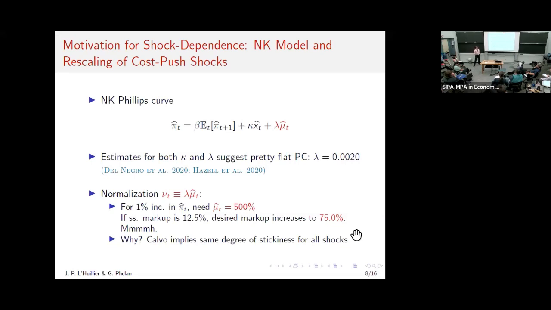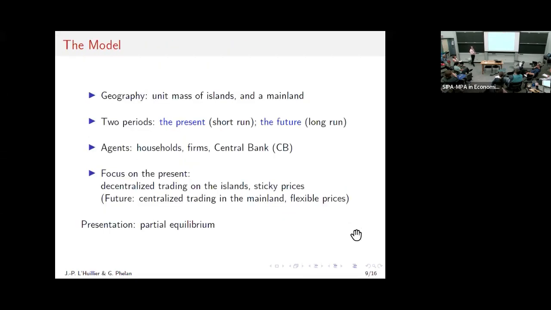And so why is this happening? It's because the Calvo friction is kind of like a straitjacket. It implies the same degree of rigidity with respect to demand and supply. And so that's the motivation: can we break that so that we have shock dependence, which is what we think is an easier way of matching the data. And so the model that I'm going to present has that feature in a microfounded way.